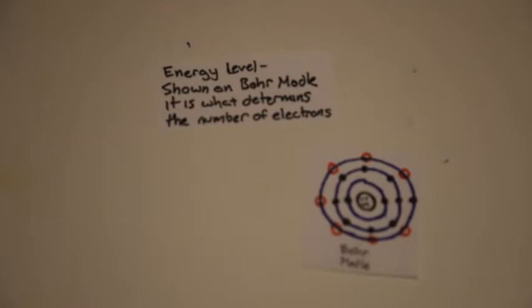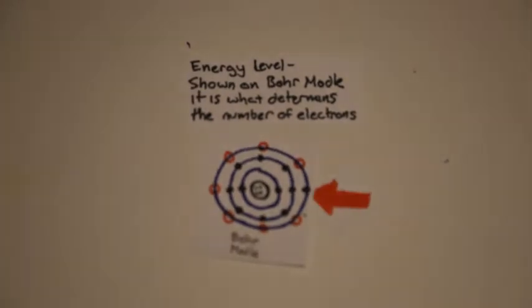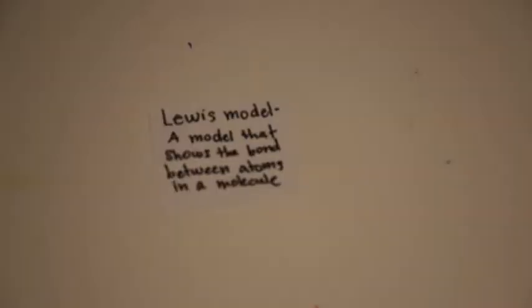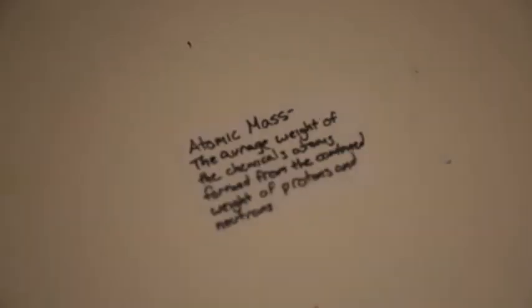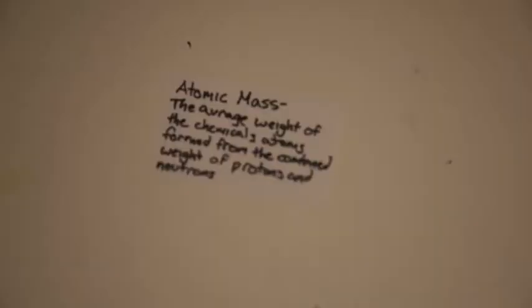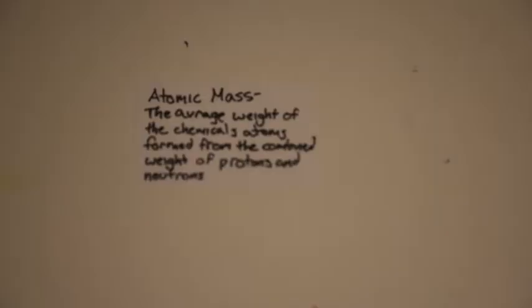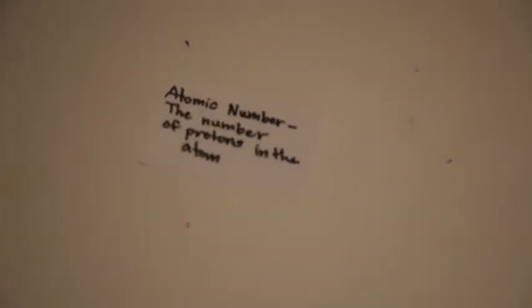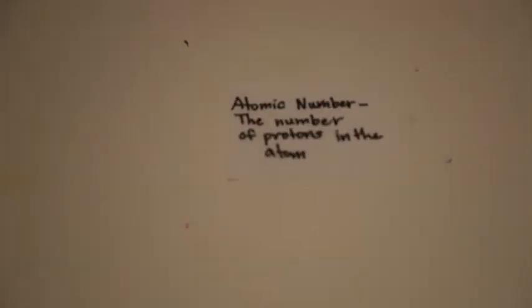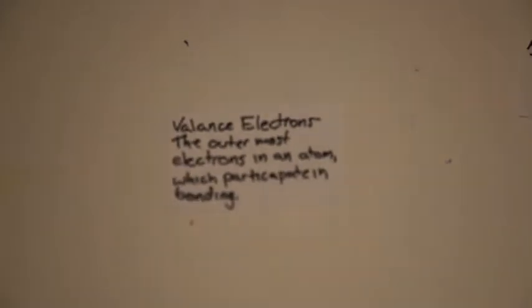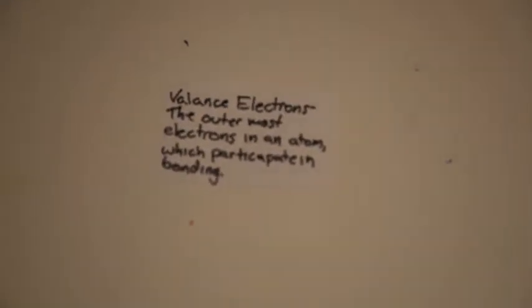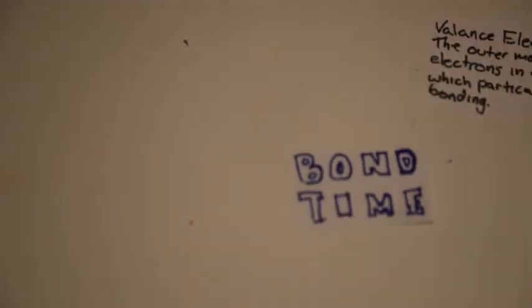Energy levels are shown on a Bohr model, and it determines the number of electrons. The Lewis model is a model that shows the bond between atoms in a molecule. The atomic mass is the average weight of the chemical's atoms formed from the combined weight of protons and neutrons. The atomic number is the number of protons in the atom. Finally, valence electrons are the outermost electrons in an atom. These participate in bonding.